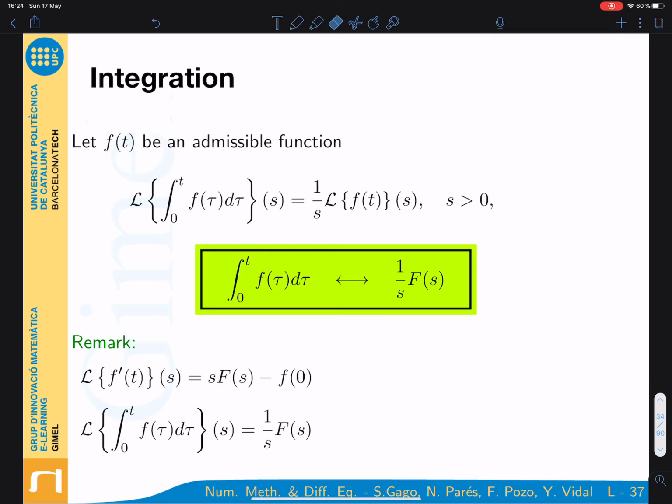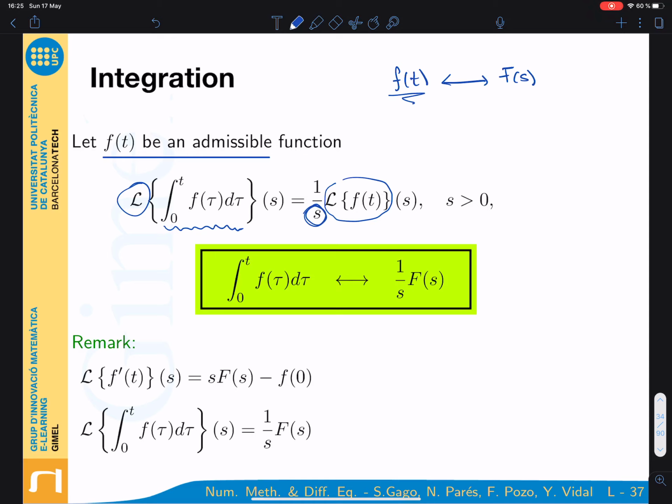Now, let's say we have f of t, a function that is admissible. That means a function whose Laplace transform we can compute. So if I have f of t, I can compute its Laplace transform and I will call that F of s, okay? Now, this property tells us what goes on with the integral of this function f of t. The Laplace transform of the integral is equal to the Laplace transform of the function but divided by s.